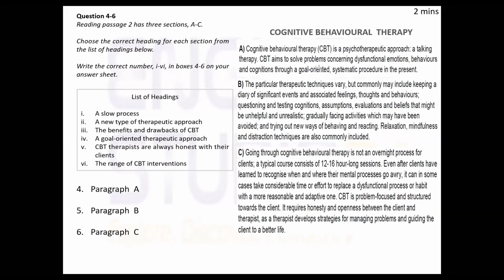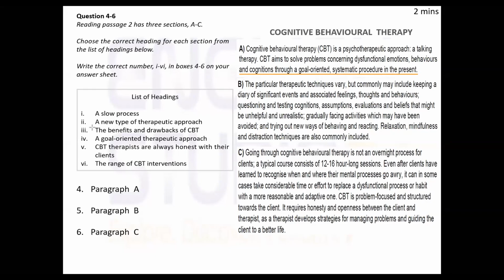Mr. Rafdi? Yes, Miss. My answer for number 4 is number 4. Okay, a goal-oriented therapeutic approach, right? Yes, because it says CBT aims to solve problems concerning dysfunctional emotion, behaviors, and cognition through a goal-oriented systematic procedure in the present. Okay, thank you, Mr. Rafdi. Thank you, Miss Astika. So the correct answer is a goal-oriented therapeutic approach.